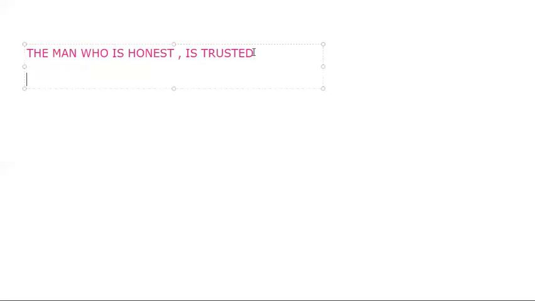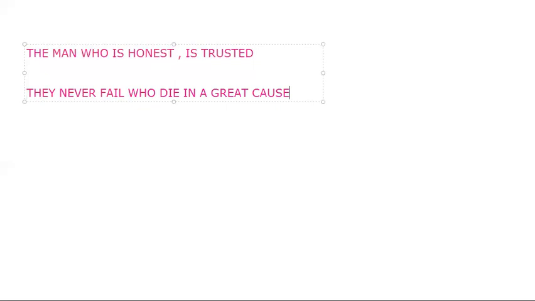Now tell me. The man who is honest is trusted. Again, who is a relative pronoun and the noun is man. Very good. They will be nouns and who will be the relative pronoun. Very good. It means you got the idea. Anything you want to discuss regarding the pronouns? Everything about pronouns we discussed today: personal, relative, reflexive, interrogative, indefinite, and demonstrative.